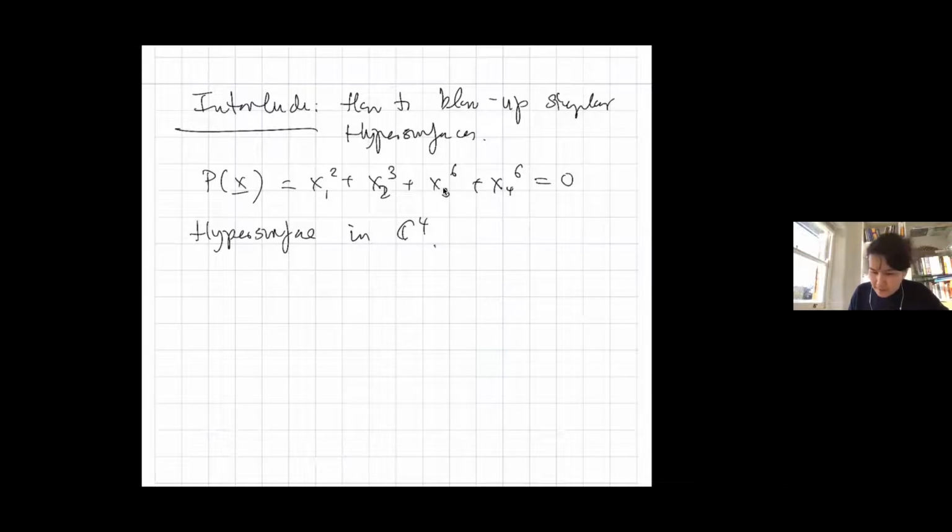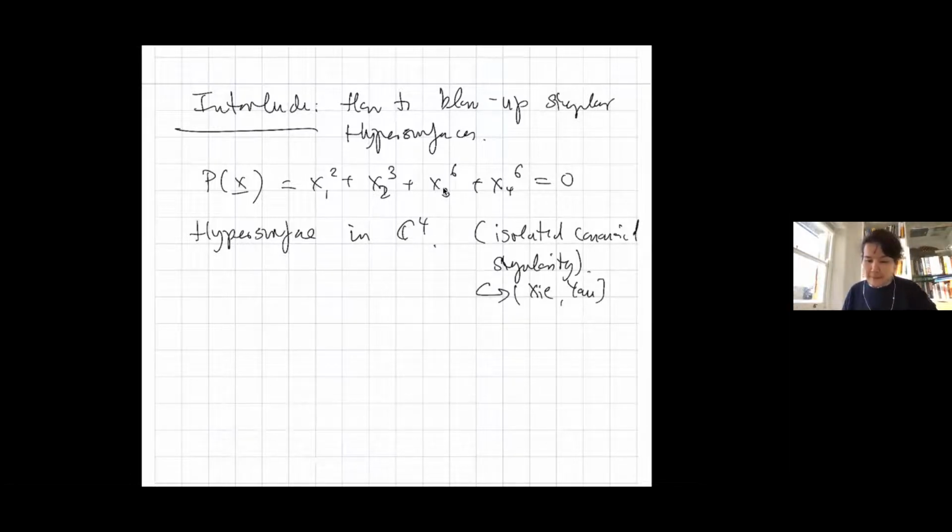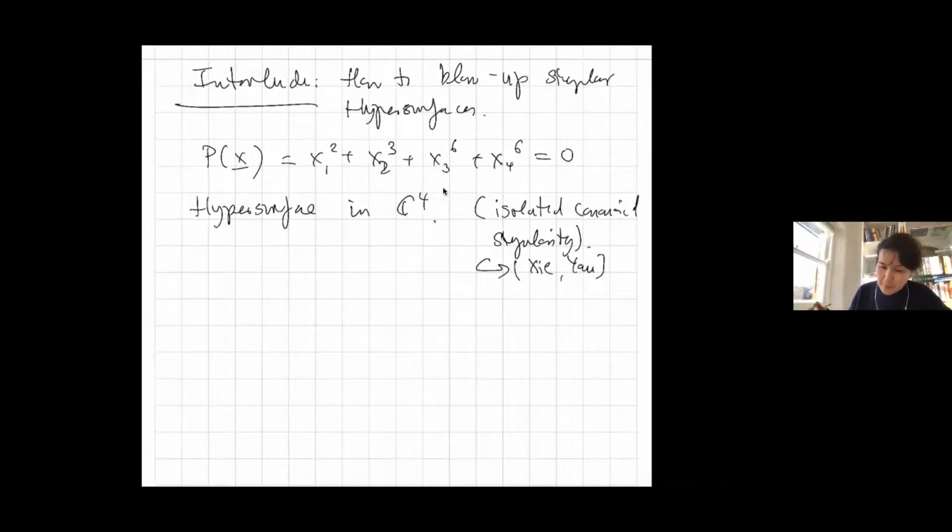In fact, it's an isolated canonical singularity. If you want to see more examples of that, Xie and Yau have a nice paper where they essentially tabulate them. And we've recently studied the resolutions. So if you want to look at more examples of this type, I invite you to look there.